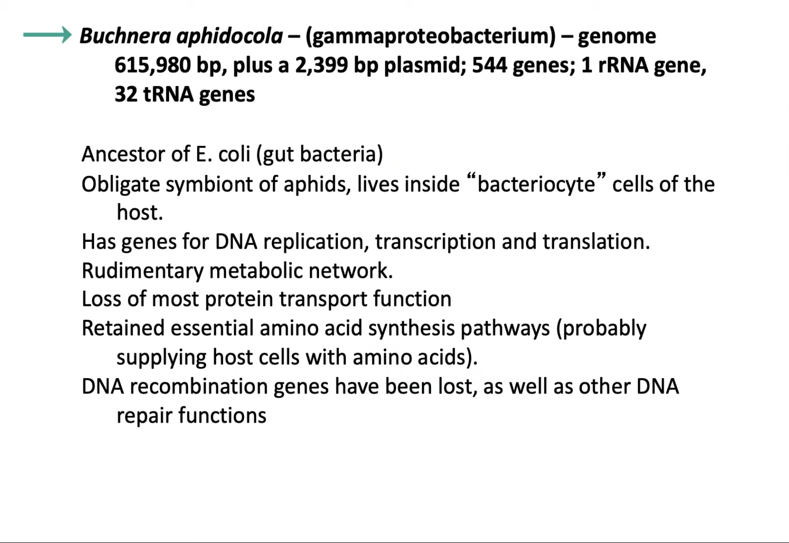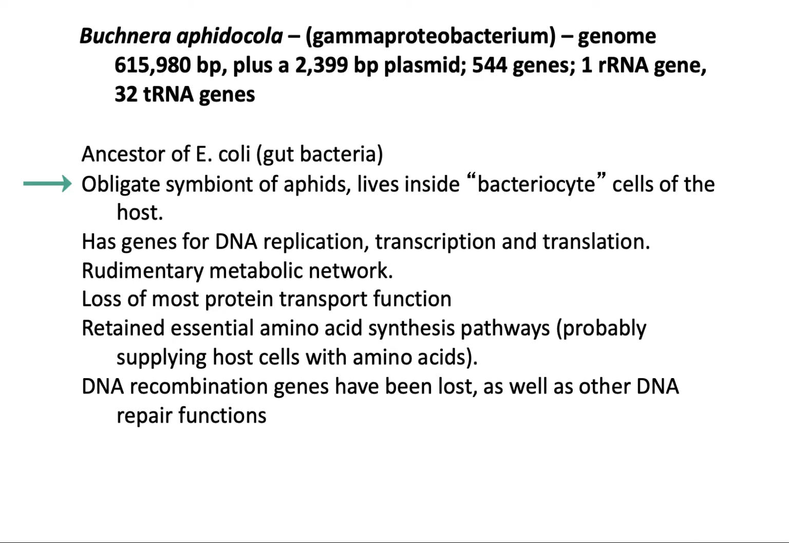The next bacterium I want to talk about is Buchnera aphidicola. It's a gamma proteobacterium that lives in aphids, hence the name. About a 616 kilobase genome plus a 2400 base pair plasmid. It has 544 genes, only one ribosomal RNA gene, and 32 tRNA genes. It's a relative of E. coli, which is also a gamma proteobacterium. And it does live in cells in the gut of the aphid.